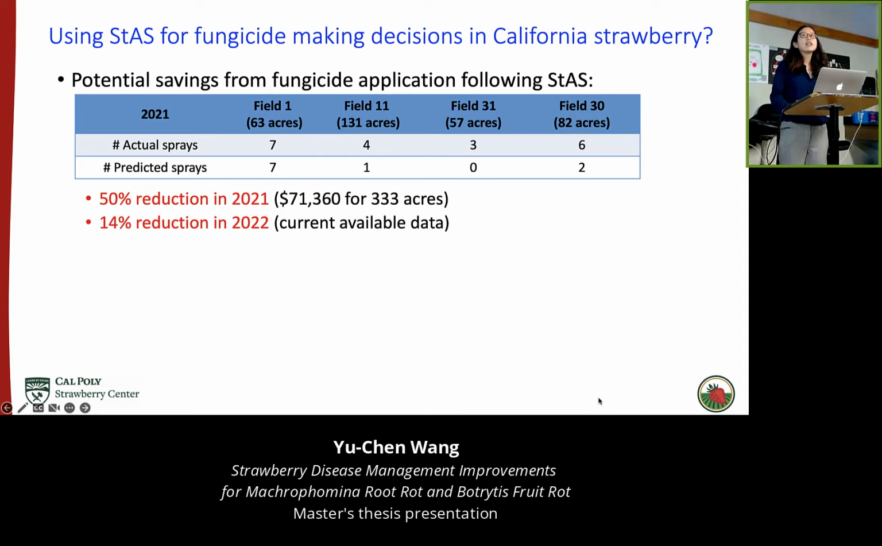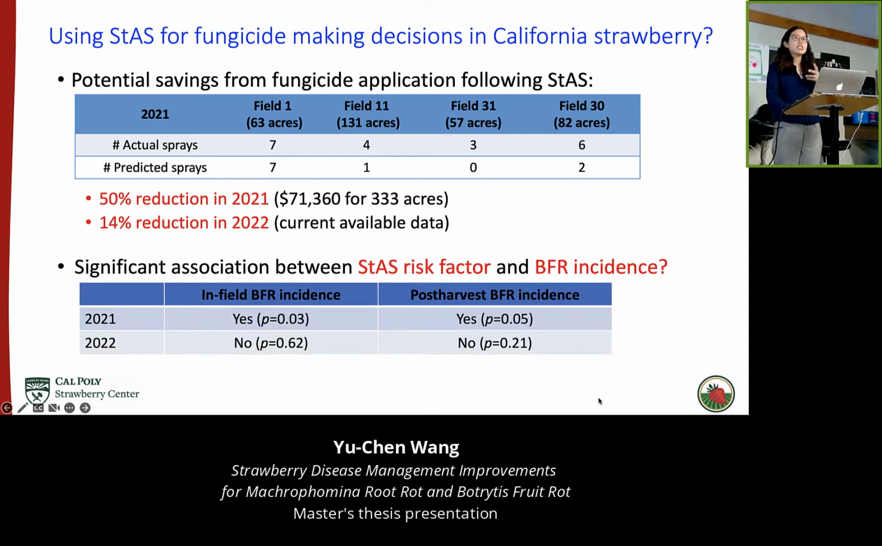And regarding how well the risk factor predicts actual Botrytis fruit rot incidence here in California, we built a regression model to get this result. In 2021, it was a great fit, and in 2022, it wasn't a great fit. It might be because of the plant canopy issue affecting the result.